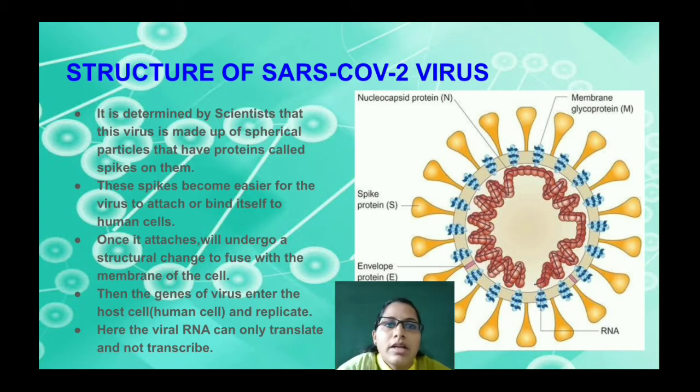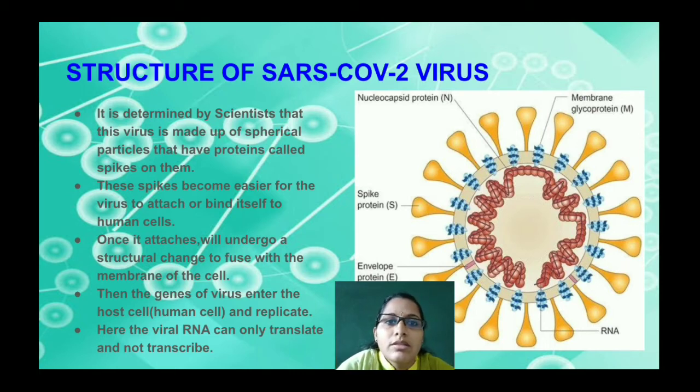So you can see that it is a virus which consists of a lot of proteins, and this protein itself will go and bind to the host receptor. It is determined by scientists that this virus is made up of spherical particles that have proteins called spikes on them. You can see the extensions here in the yellow color.